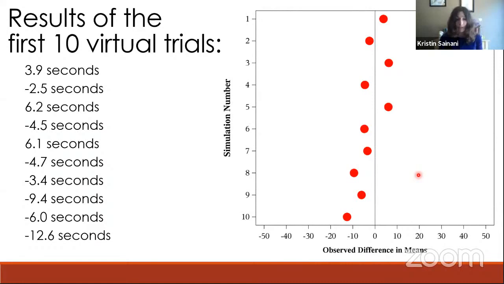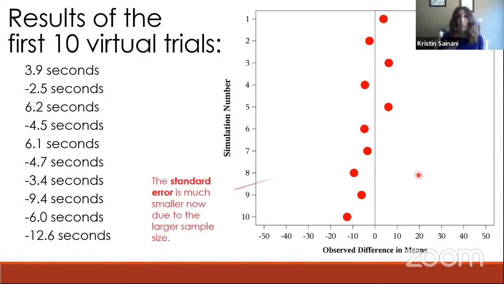And what you'll notice immediately is that the red dots are much more tightly clustered around 0, right? We bounce around 0, but with a lot less fluctuation. That means that the standard error is now smaller, as we would expect. I get values of like 3, 2, 6, 4, tightly clustered around 0. The average distance from 0 here is going to be smaller.